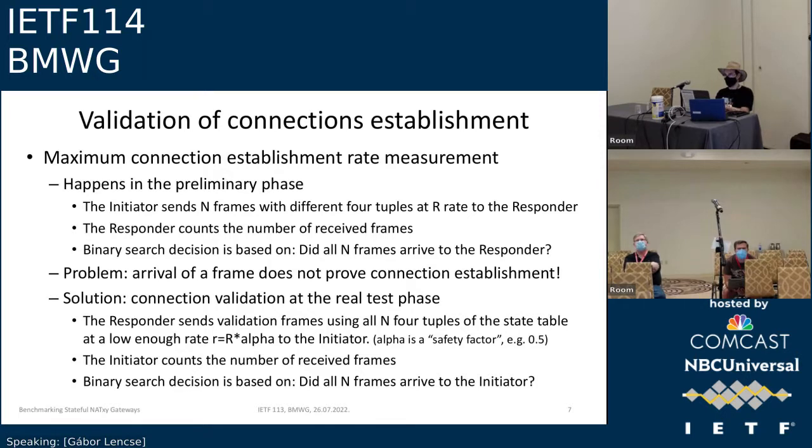And of course, if the corresponding connection is not there, then the frame will not arrive back. We need to use a reduced rate so that it may happen that the frame is lost just because the connection is not there, not because we are using a too high rate. So this is why we use this factor alpha, which is usually less than 1, but in some cases it can also be 1. And of course, it's just a binary search. The initiator counts the received frames, and the binary search is done.